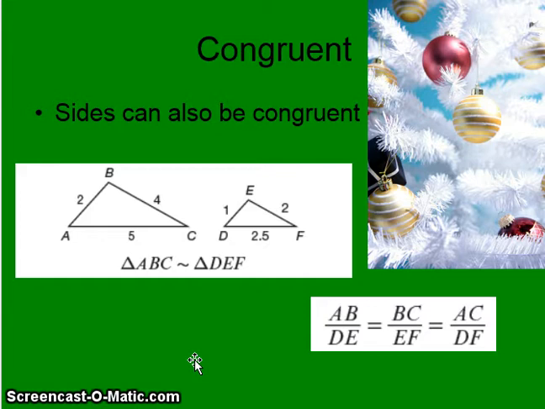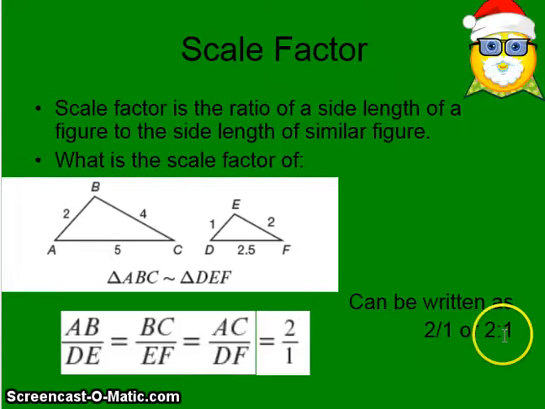The sides can be congruent, but more often they are proportional, meaning that the side between A and C is proportional to the side between D and F. And same thing for between A and B and D and E, and between B and C and E and F. So AB over DE equals BC over EF equals AC over DF. Their proportions, or their ratios, are exactly the same.